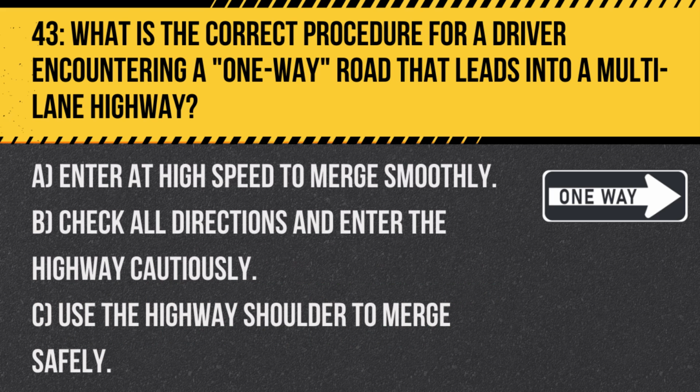Question 43. What is the correct procedure for a driver encountering a one-way road that leads into a multi-lane highway? A. Enter at high speed to merge smoothly. B. Check all directions and enter the highway cautiously. C. Use the highway shoulder to merge safely.